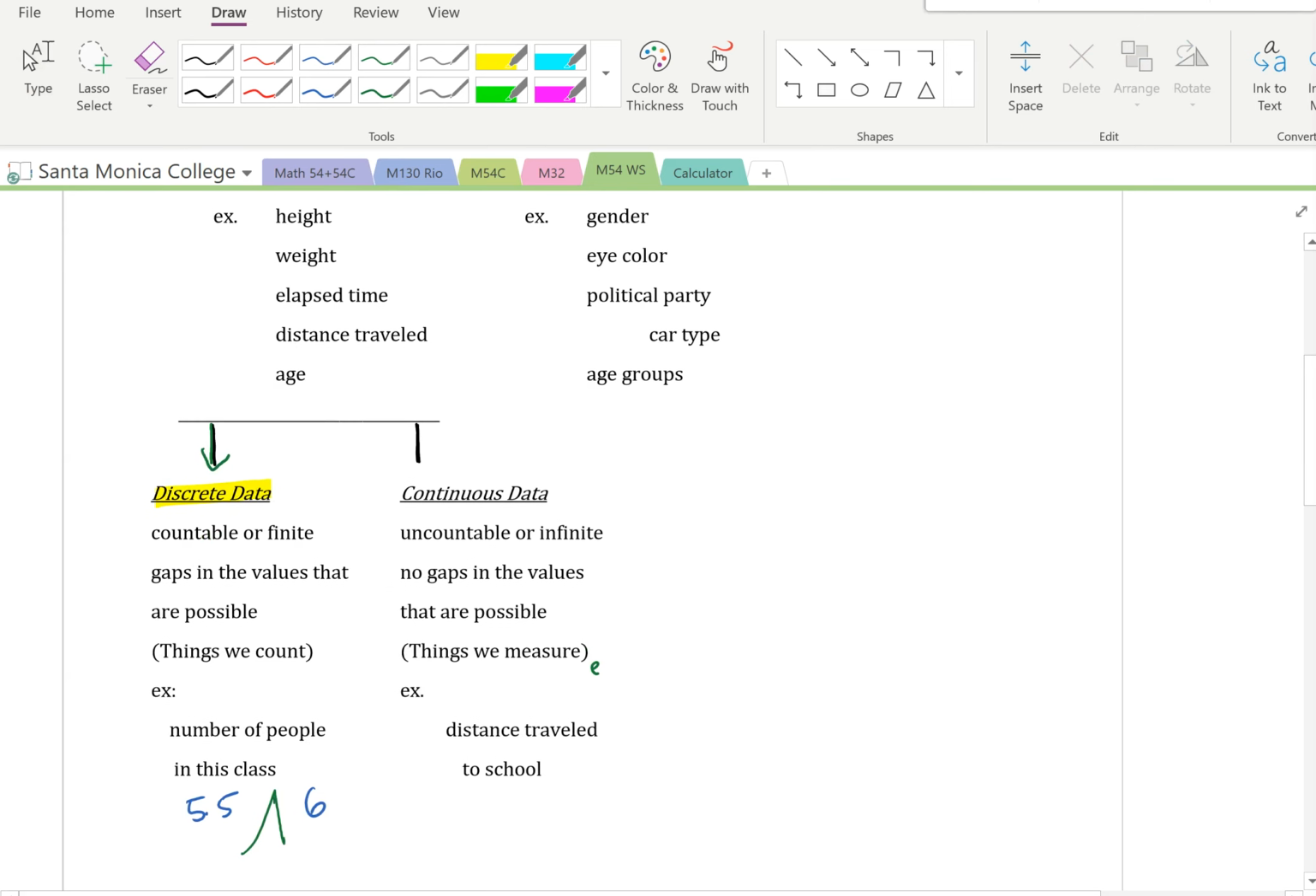Now, another group of quantitative data is continuous data. Continuous data is uncountable or infinite. There's no gap in the values that are possible. These are things that you generally measure or calculate to get. For example, the distance traveled to school, those are continuous variables.